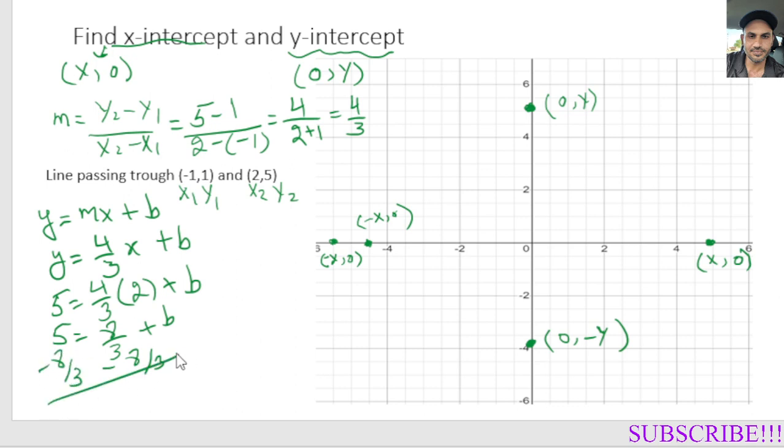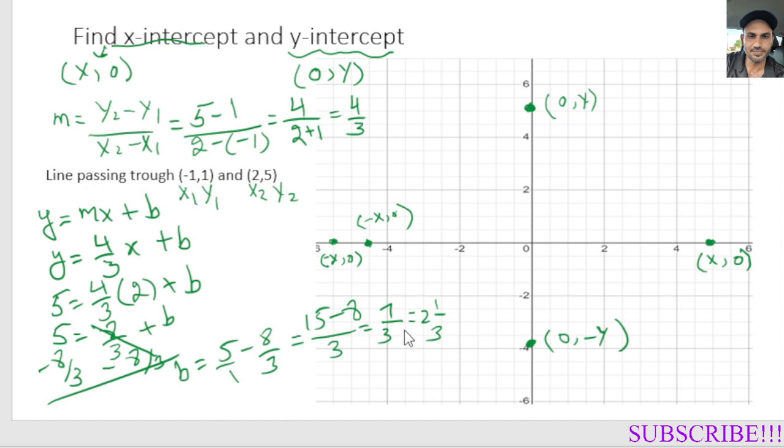And then we solve for b. So this is 0. So b equals 5 minus 8 over 3. And then we simplify this further. We have a common denominator 3. We have 15, 3 times 5. So 15 minus 8, which is 7 over 3, which is equal to 2 1/3.